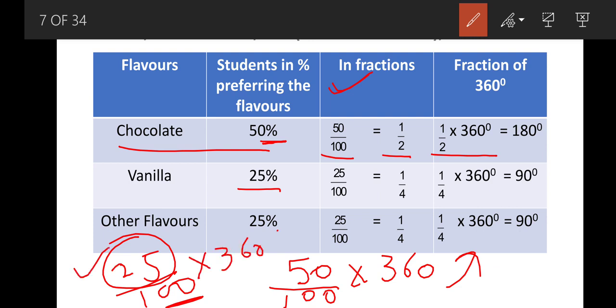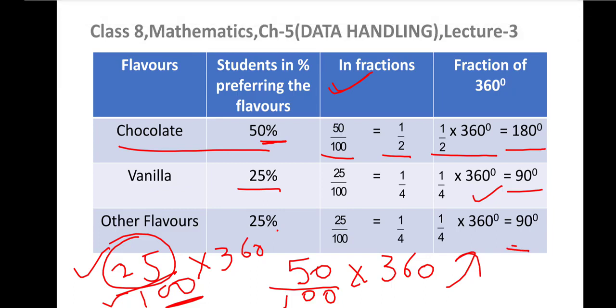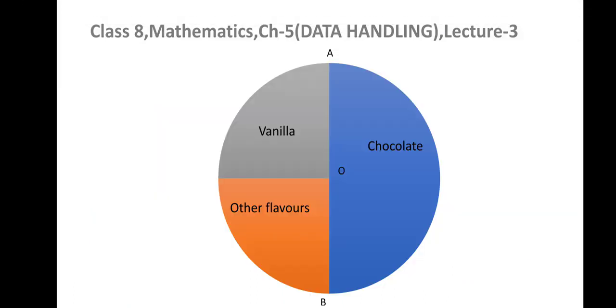Value of item over sum of values of all the items into 360 degree. This is what we are getting, the angles for every flavor. Now for other flavors also it will be 90 degree. So the angles we have seen: it is 180 degree for chocolate flavor, 90 degree for vanilla flavor, and for other flavors it is again 90 degrees. Now this is how we are supposed to make the pie chart.